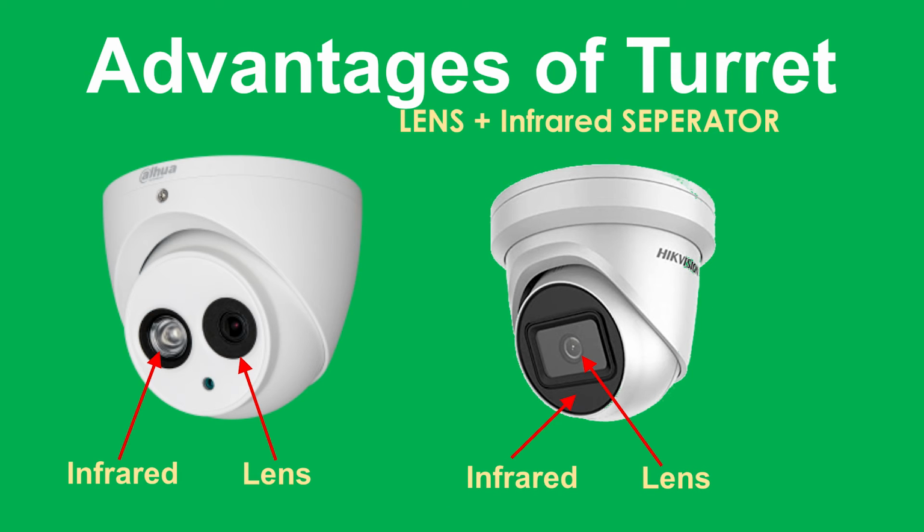Another advantage of the turret design is there's a lens and infrared separator. Now back in the day, prior to turrets, people were using what's known as eyeball cameras, and they used a term known as dual ring. What that basically meant is the infrared sits apart from the lens. That prevents something known as IR bleed, which is when the infrared leaks into the lensing area and gives you a ghosting image. You won't get that with a turret because of this lens and infrared separator. And here's two examples of that technology in practice.